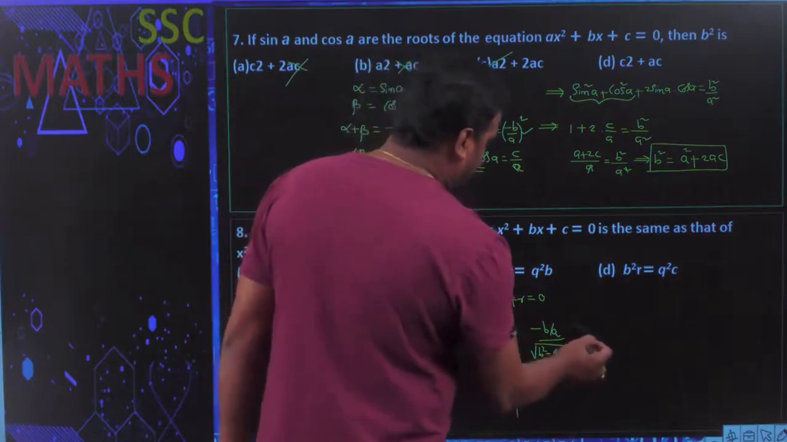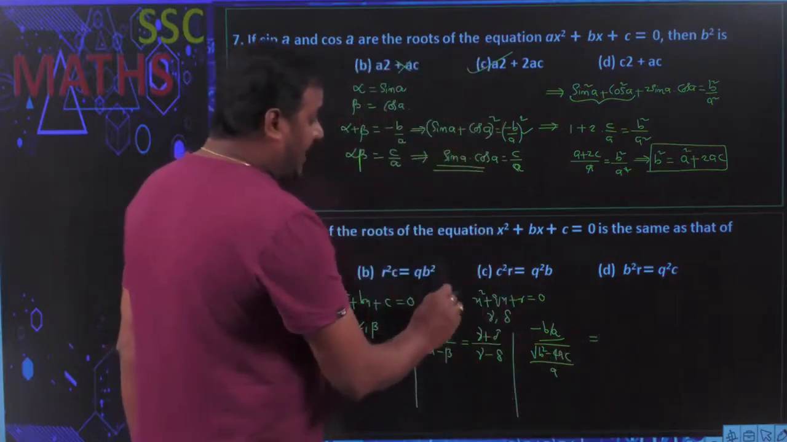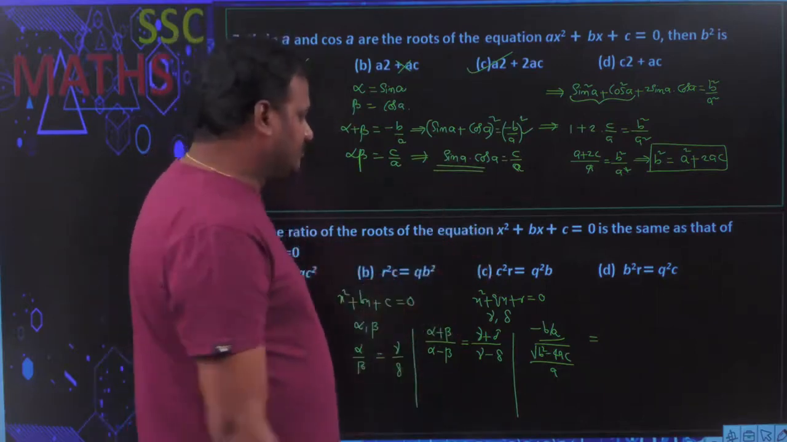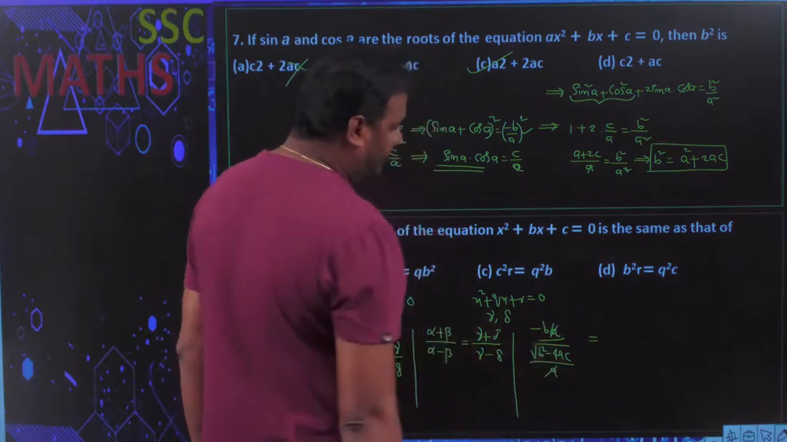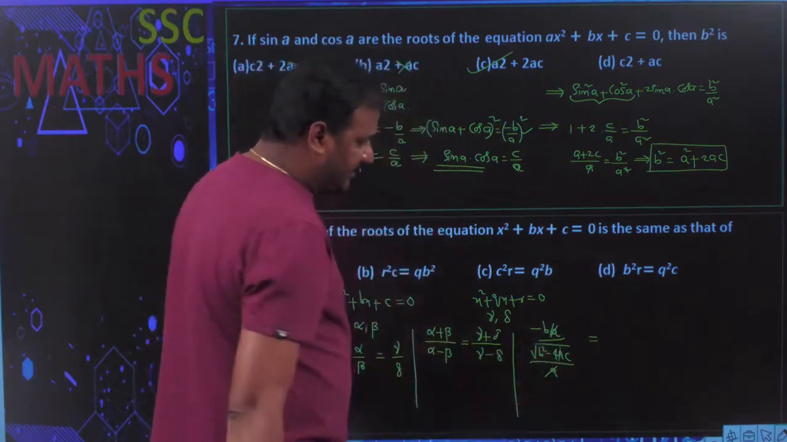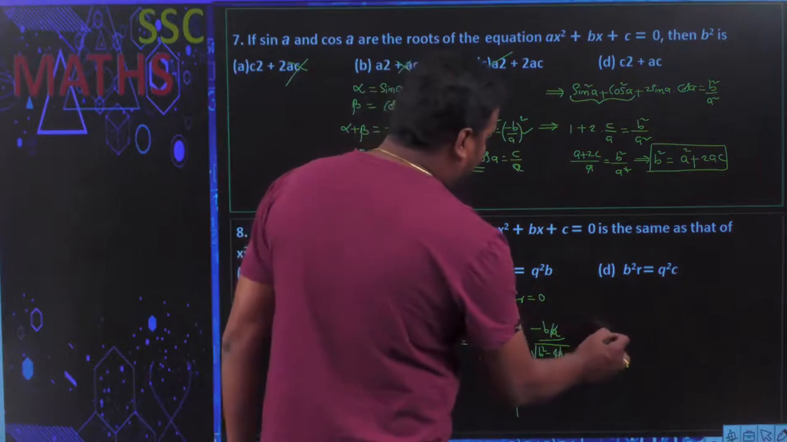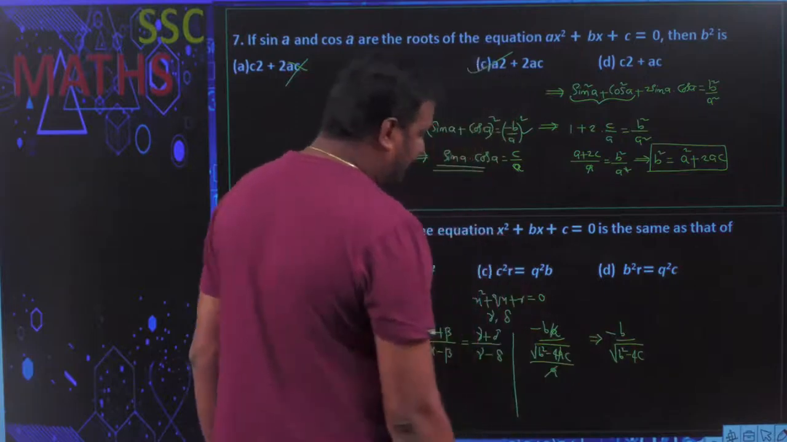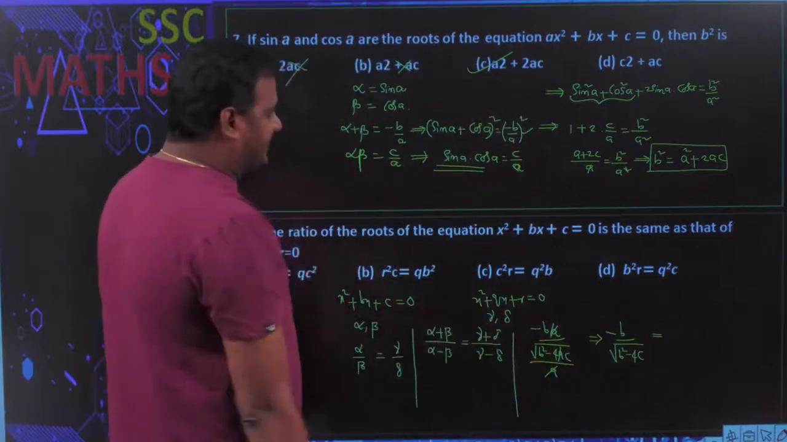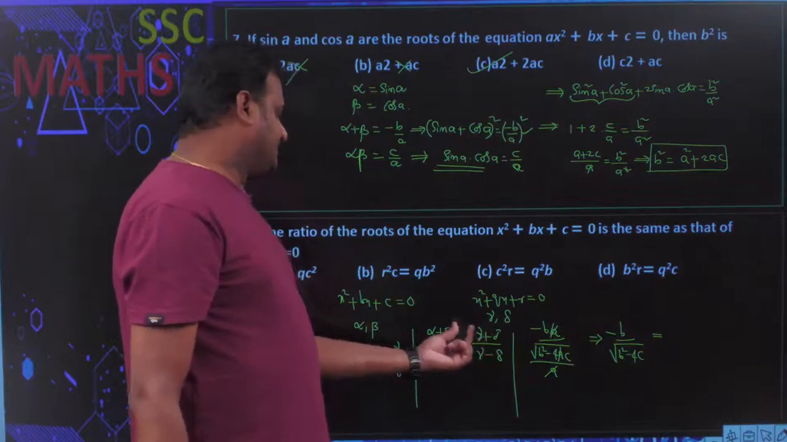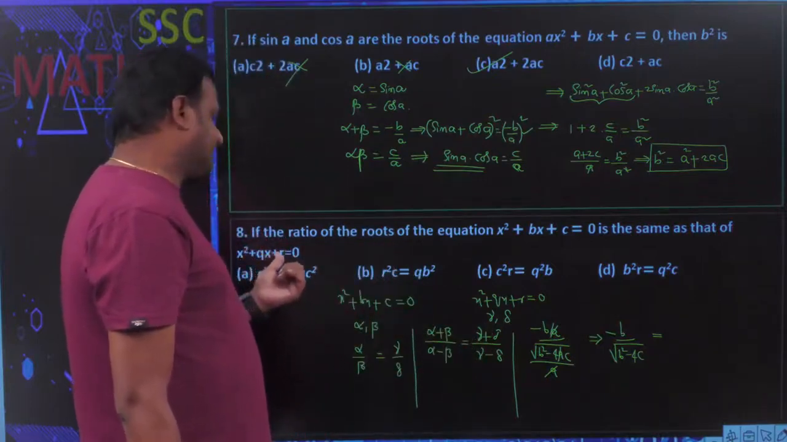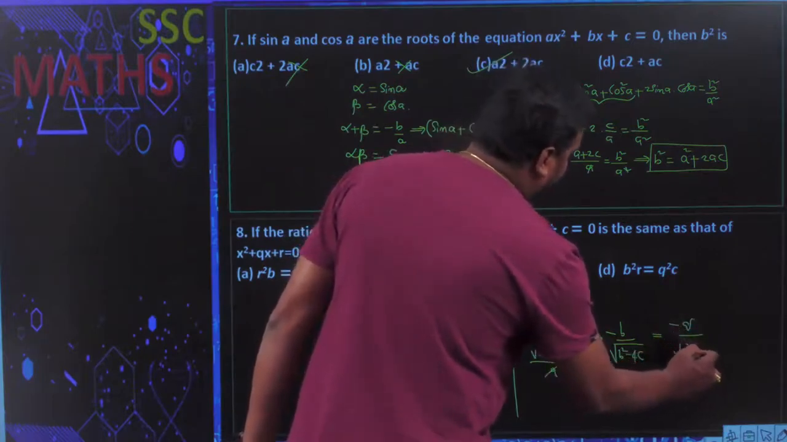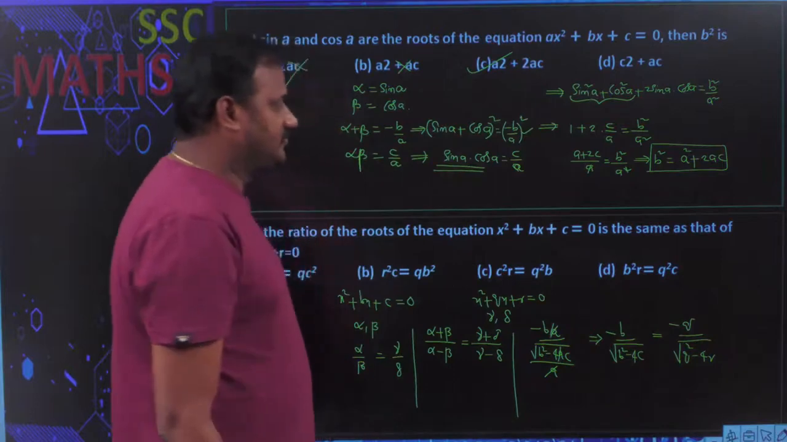Coming to the right hand side, which is equal to gamma plus delta. See here, a is not there because the coefficient of x square is equal to 1, so the value of a is not required. And here also a is equal to 1. So directly you can write it as minus b divided by root over b square minus 4c. Similarly, here gamma plus delta divided by gamma minus delta. Gamma plus delta is nothing but the sum of the roots of x square plus qx plus r, that is minus q, divided by root over q square minus 4r. Okay, q square minus 4r.